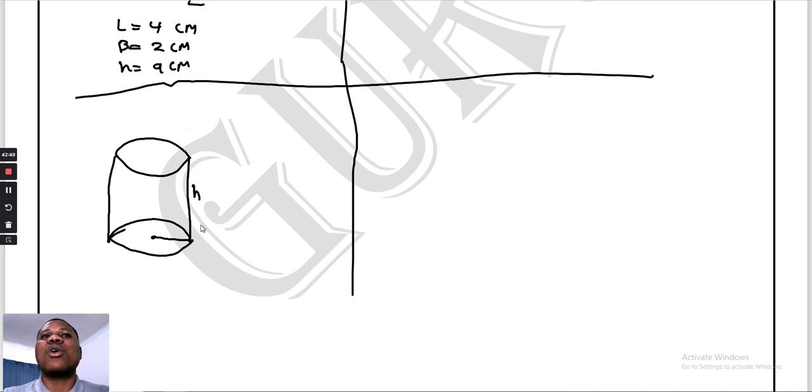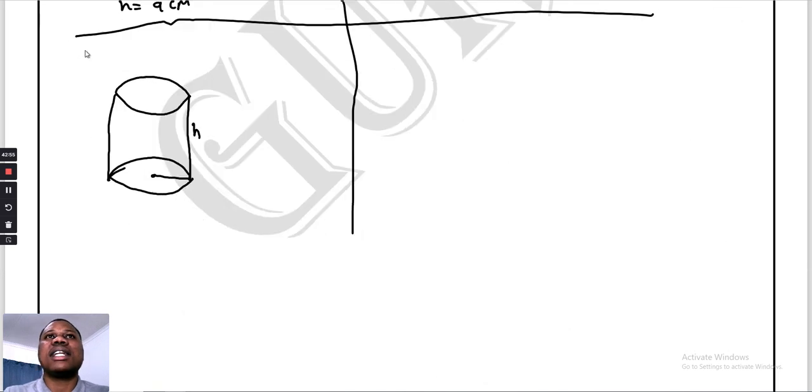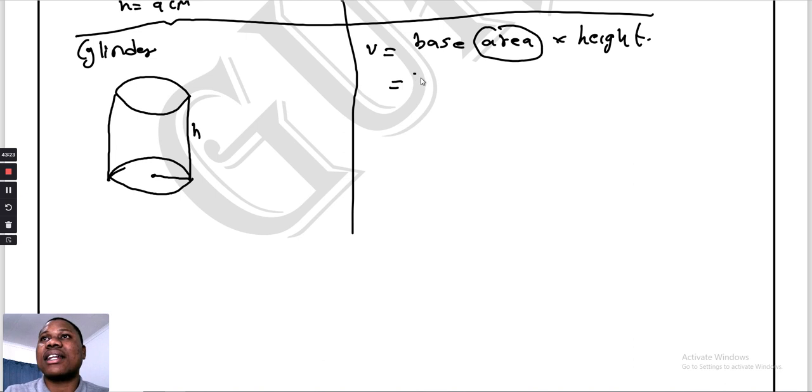So we go back and check the formula for calculating the volume. This is our cylinder. How do we calculate a volume? Volume is equal to base area multiplied by height. So we check what shape is on the base. The shape that we see on the base is a circle. Now how do you calculate the area of a circle? Area of a circle is pi r squared. Then we multiply by the height.